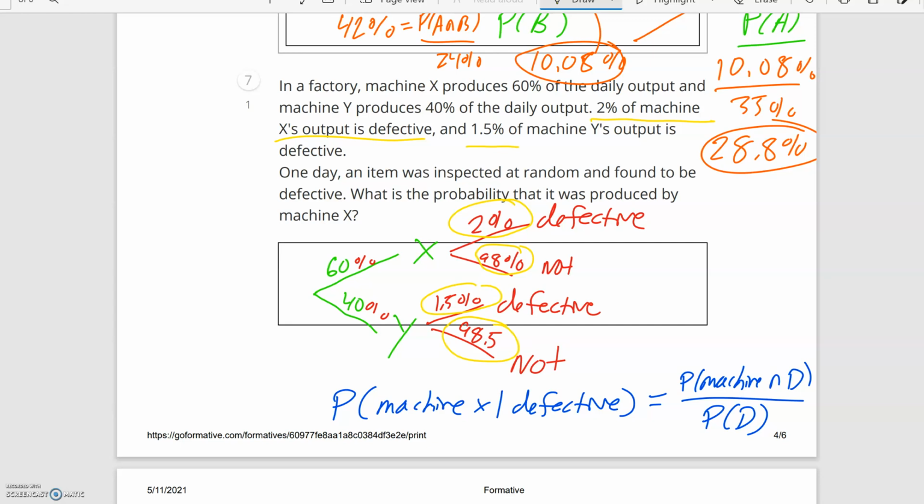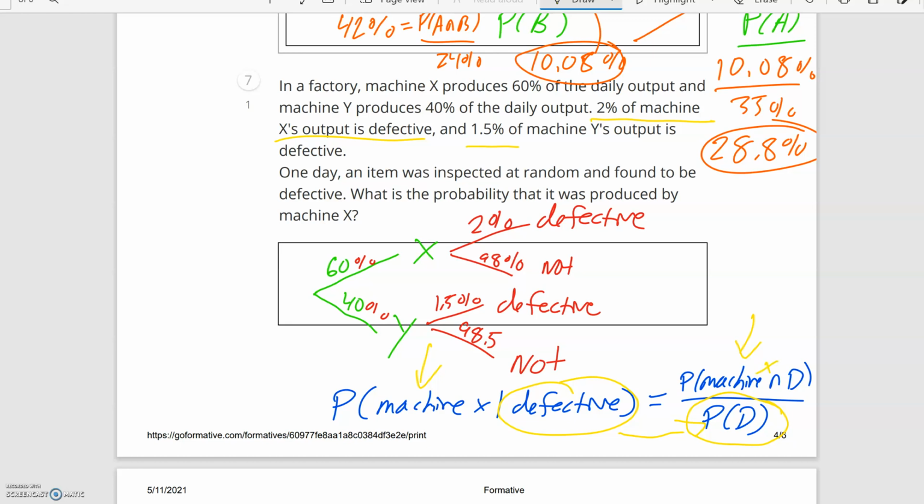I can calculate the percentages in a little bit, but I don't want to do too much too quickly. So let's look and figure out what they actually want. They want to know, one day an item was inspected at random and found to be defective. What is the probability that it was produced by machine X? So they know it's defective. That's our condition. So if you want to think of it this way, I'm trying to find what's the probability of it being machine X given it's defective. Or in other words, let's find out what the probability is of being defective. That's the denominator. And then the numerator is going to be the intersection between machine X and defective.